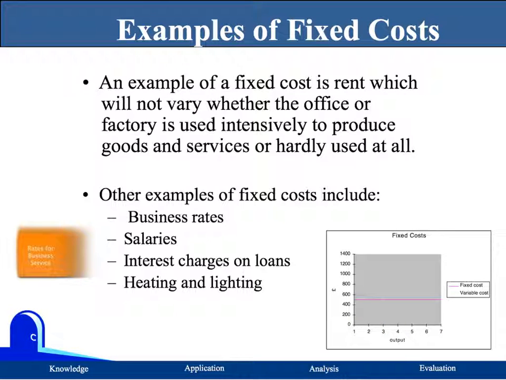If we were to draw fixed costs on a graph, they would be drawn in a straight line like the example on your screen. The output, even though it's changing from 1 to 7, the cost of the fixed costs does not alter because these have to be paid regardless.